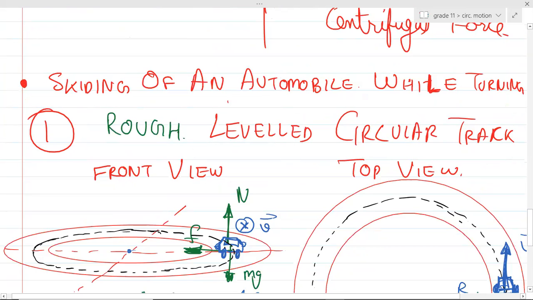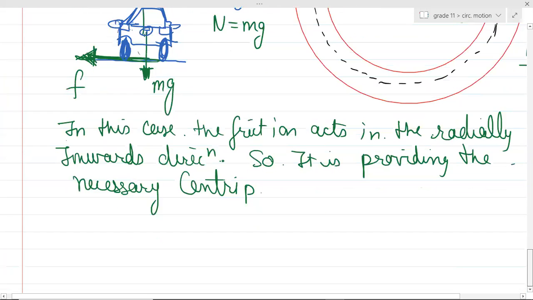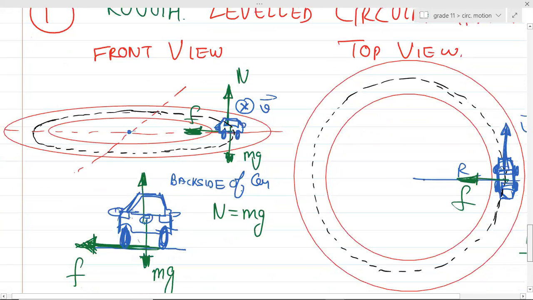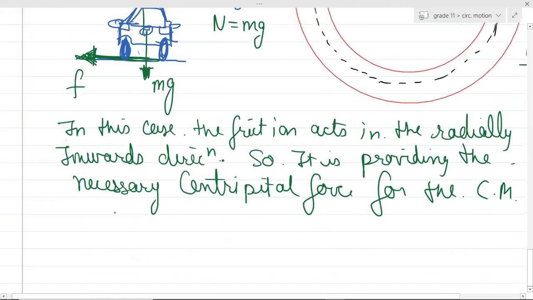Guys, it is a rough leveled circular track. Is this clear, guys? Rough leveled circular track. So friction is providing the necessary centripetal force for the circular motion.